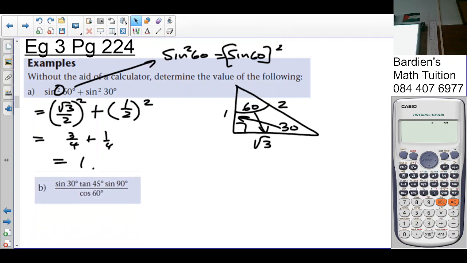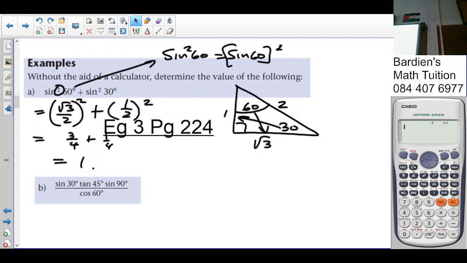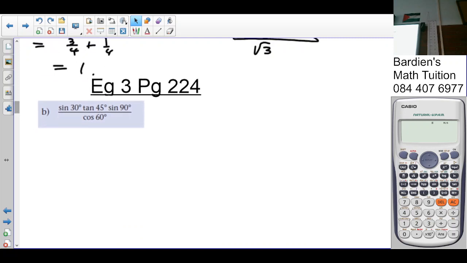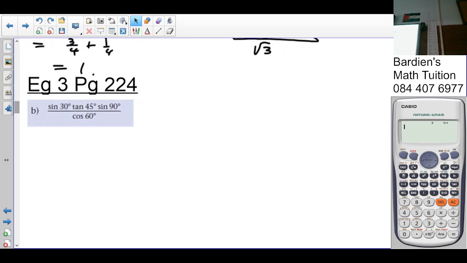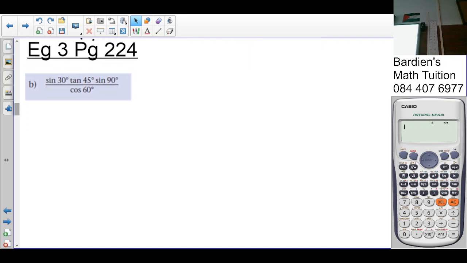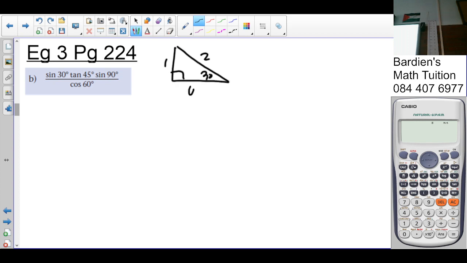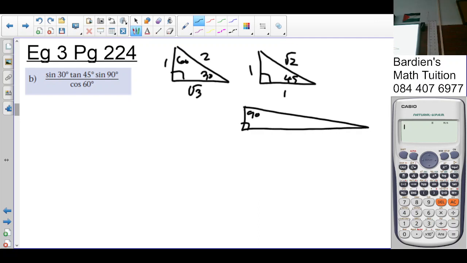The next one. Again, without the use of a calculator, determine the value of. So what do we need here? Many things, not so? Which triangles do we need here? All three. There's the 1, 2, root 3 triangle, 60 is here. There's 45, 1, 1, root 2.